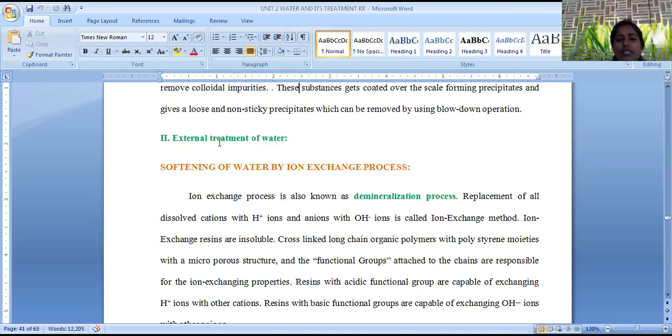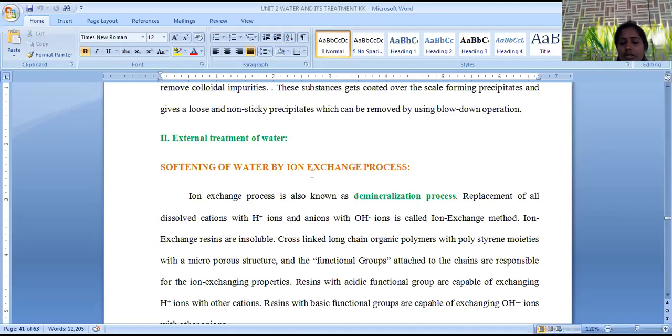External treatment, in the sense of softening the water before feeding it into the boiler, is called external treatment, and it is efficient compared to internal. We can remove all the hardness causing salts before feeding into the boiler so that we can avoid the adverse effects generated due to the hardness present in the water.